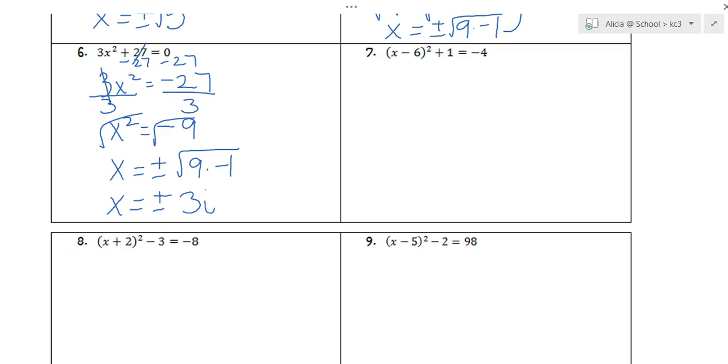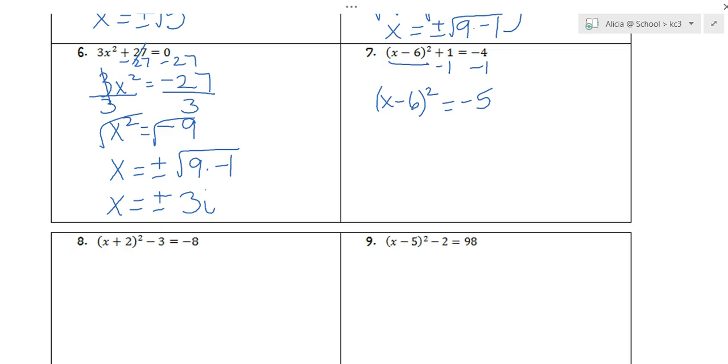All right, now looking at number 7, slightly different, but again, what is being squared? What is being squared is this whole quantity, right? That x minus 6 quantity squared. So that's what I want to isolate first. So what I have to get rid of is this 1 by doing the opposite. Since I'm adding 1, I'm going to subtract 1 on each side. I'm going to bring down that x minus 6 quantity squared, right? So what's being squared? Negative 4 minus 1 is a -5. Again, they're the same sign, so I add them together and keep that negative sign.